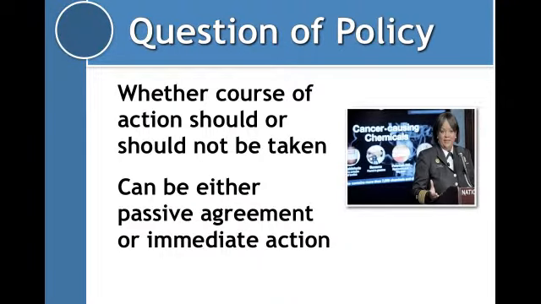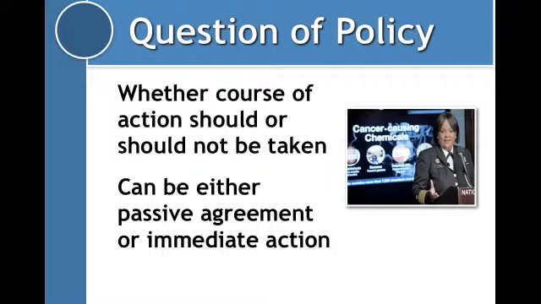Finally, questions of policy. Now I have to tell you that most persuasive speeches in public speaking classes tend to be this type. Questions of policy. Now, policy sounds like law or something like that, and in some cases it is, but not necessarily all the time. When we're dealing with questions of policy, what we're dealing with is specific courses of action. So the whole point of a question of policy is that we are arguing whether a particular action should or should not be taken.